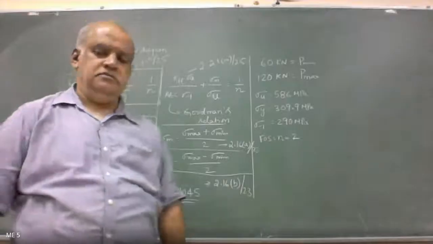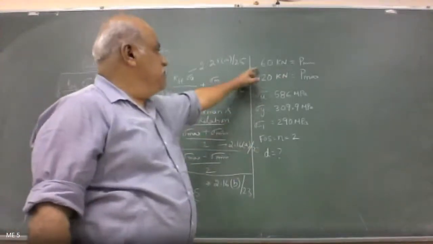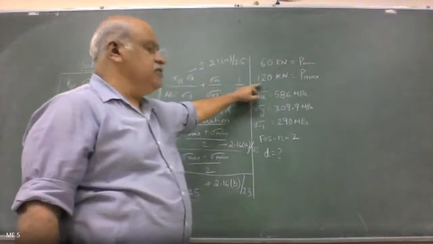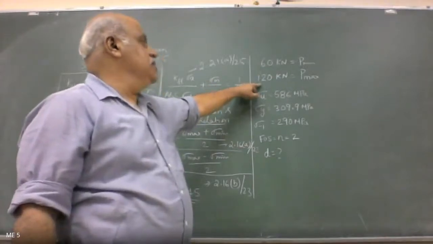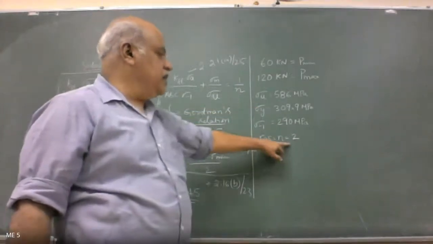The material has an ultimate stress of 586 megapascal, yield stress of 309.9 megapascal, and endurance stress of 290 megapascal. Find the diameter of the rod taking the factor of safety as 2. Okay, so this is the data given in the problem. Minimum load is 60 kilonewton, maximum load is 120 kilonewton. So it is subjected to axial loading. Ultimate stress, yield stress, endurance strength are all given, and factor of safety is given.